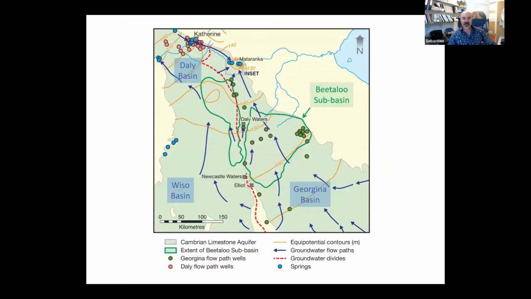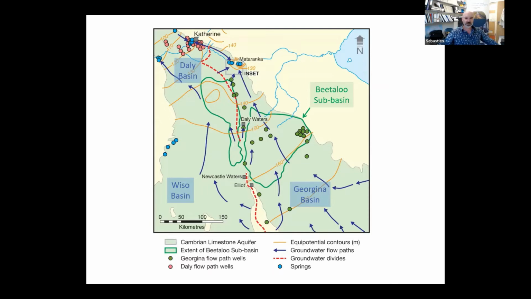Now, the part of the Cambrian limestone aquifer we're especially interested in is the one in the vicinity of Katherine, a few hundred kilometers south from Darwin. And the reason for this is these two structures here in dark green. They are the two basins of the Beetaloo sub-basin. A very deep sedimentary basin hosting prospective shale gas resources.